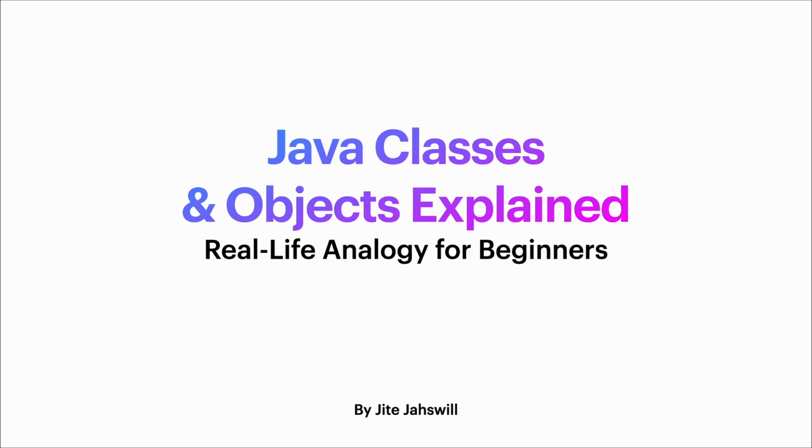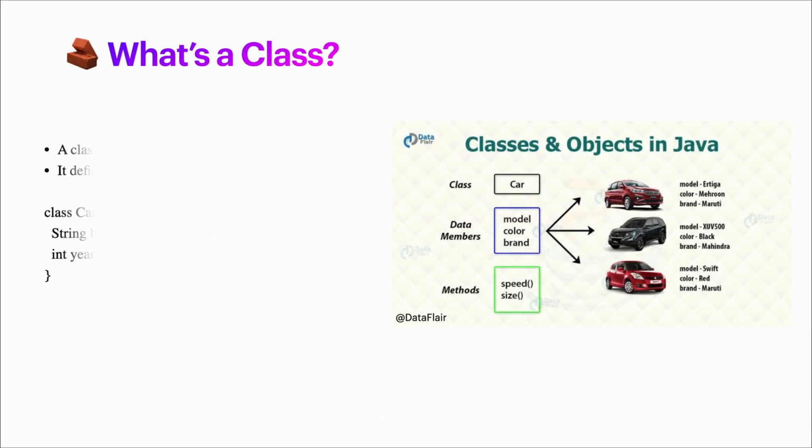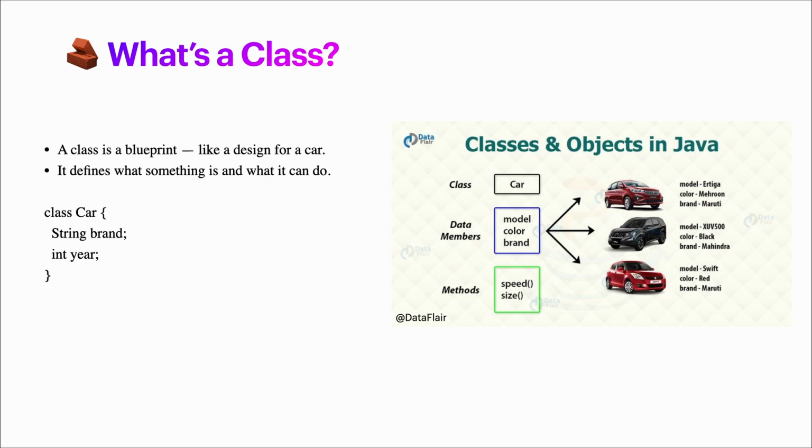So first of all, we need to define some things. Like the picture you're seeing, we're going to use it to define what a class is. Now, a class is a blueprint, like a design for a car. It defines what something is and what it can do.